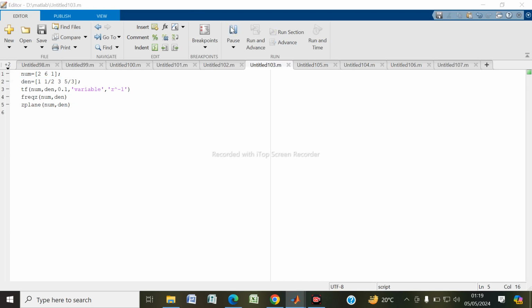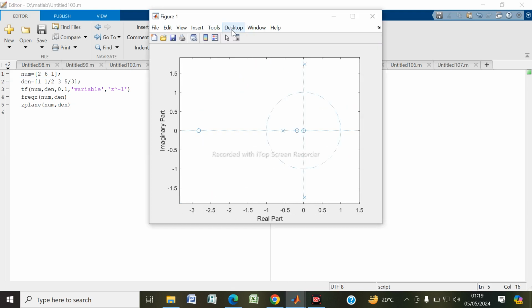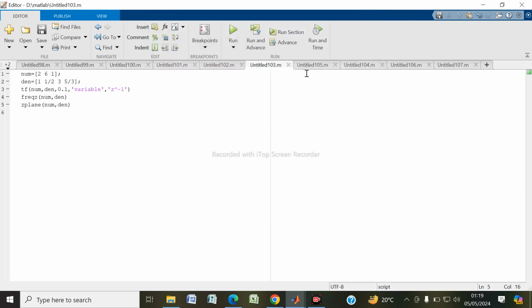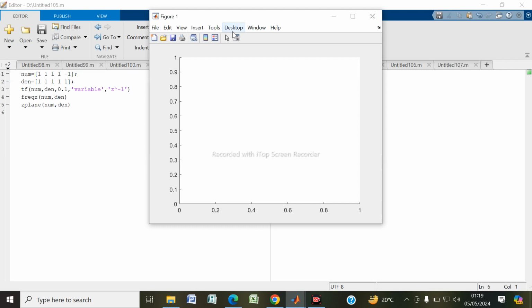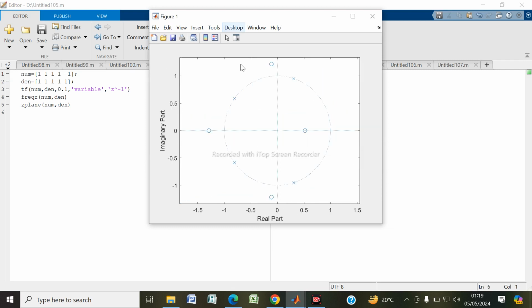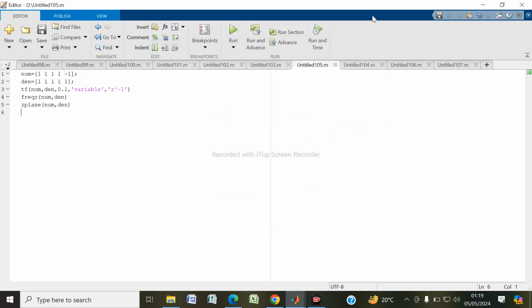Similarly, for task number 6, there are three zeros and three poles in this graph. And now task number 7. As you can see, these are the poles and zeros graph. As I stated earlier, poles represent the cutoff frequency and zeros represent the change in magnitude.